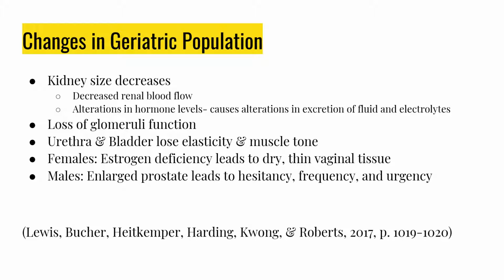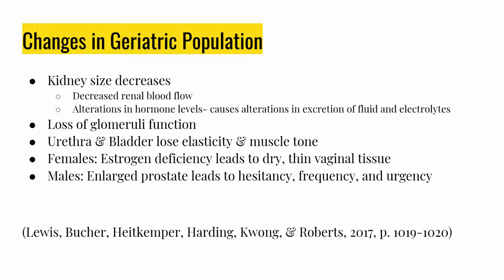So these are just a few basic changes in the geriatric population. So the number one thing is that the kidney size decreases. The kidney size can decrease by 20 to 30% in people aged 30 to 90 years. So this comes with decreased renal blood flow and alterations in hormone levels. So some of these hormones include aldosterone and ADH, which can, of course, cause alterations in the excretion of fluid and electrolytes.